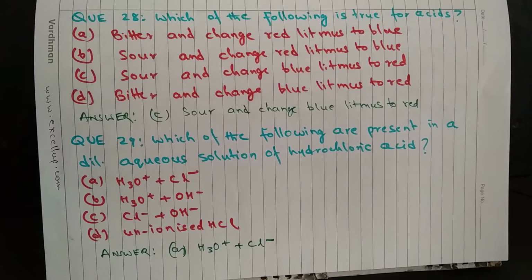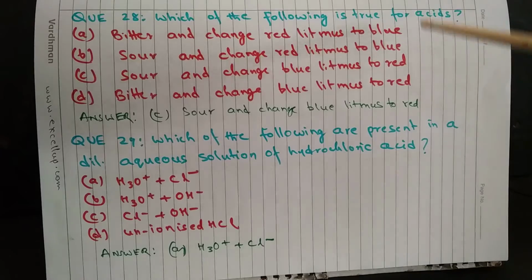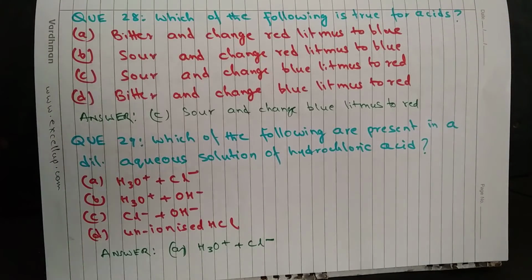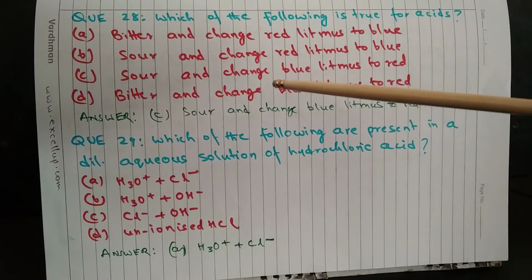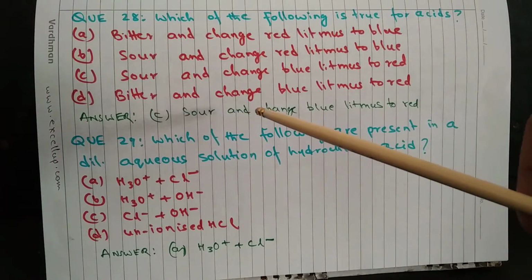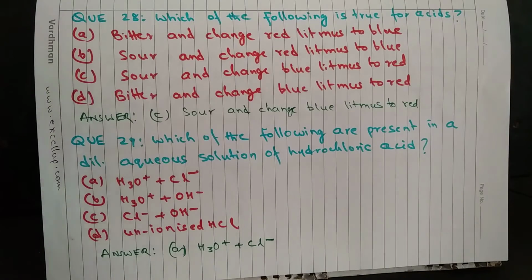Question 28. Which of the following is true for acids? A. Bitter and change red litmus to blue. B. Sour and change red litmus to blue. C. Sour and change blue litmus to red. And D. Bitter and change blue litmus to red. The answer is C: acids are sour and change blue litmus to red.